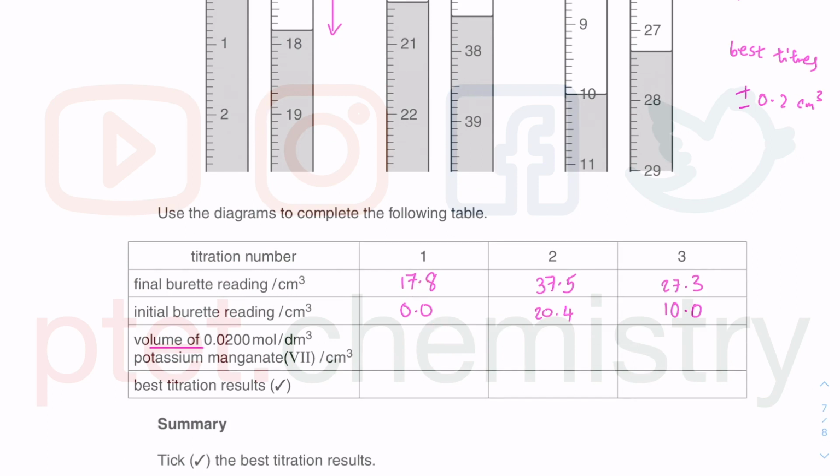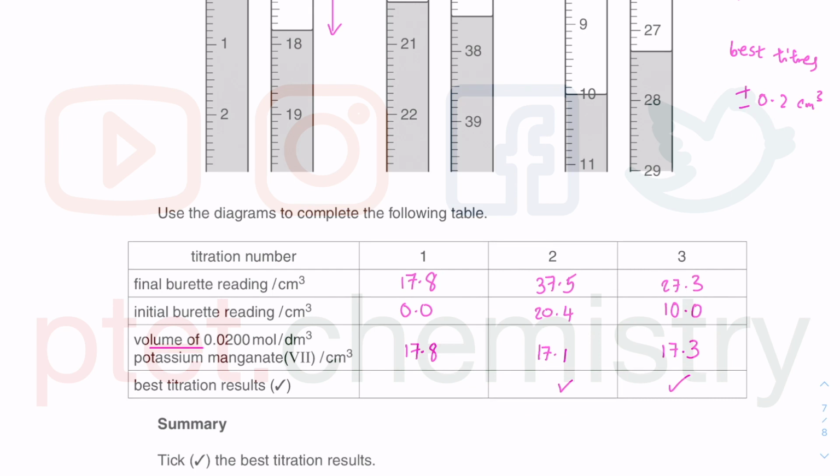I need to work out the difference between them. So that gives me 17.8. 37.5 minus 20.4, I get 17.1. 27.3, take away 10.0, I get 17.3. As I mentioned just now, your best titer, based on someone else's results, has to be within 0.2 cm³. This is your greatest margin of error that's allowed.